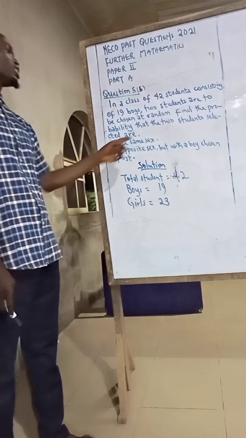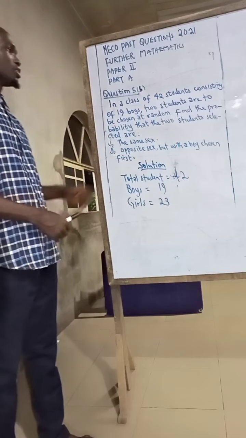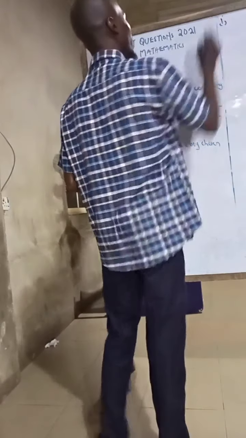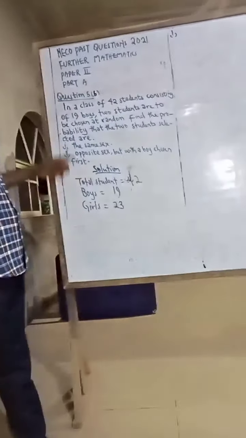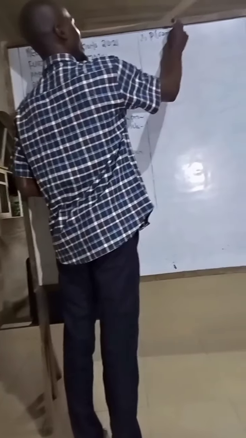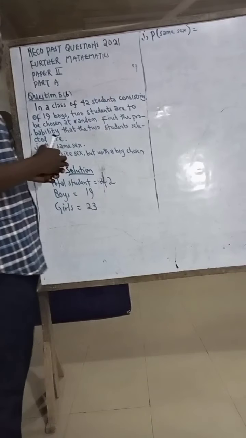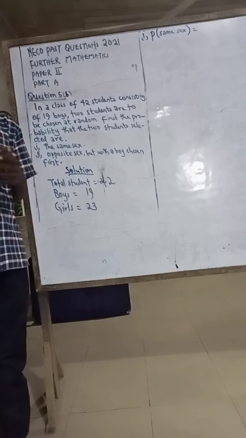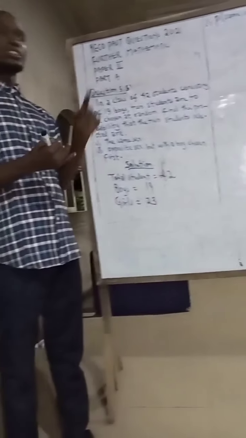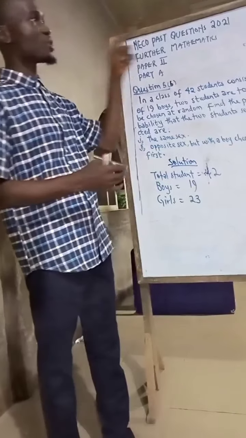Now, the first question is saying find. Now, they said they pick two students at random. We are asked to find the probability that the two students selected are of the same sex. So we go straight up to question 5BI. So the probability of the same sex. If we have same sex, that means we have to consider the fact that the two students selected can either be boy and boy or girl and girl. Maybe the first is a boy and the second is a boy, or the first is a girl and the second is a girl. That's the meaning of probability of same sex.